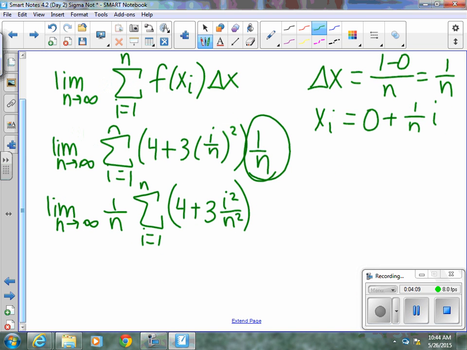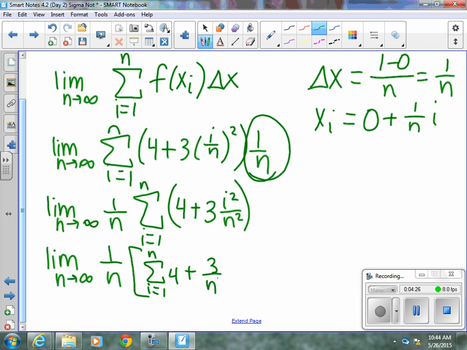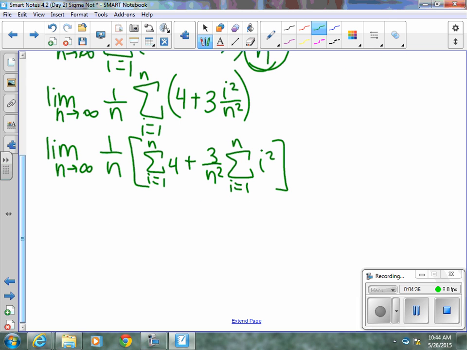Now, if we break this up as much as we can, we have the limit as n approaches infinity. Keep your 1 over n. We have the summation from i equals 1 to n of 4 plus 3 over n squared times the summation from i equals 1 to n of i squared. Some of these are easy to evaluate. Keep your limit. Remember, we've not yet touched the limit, so we need to keep it.